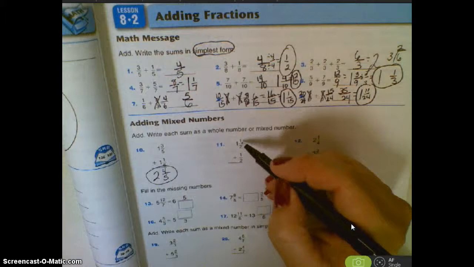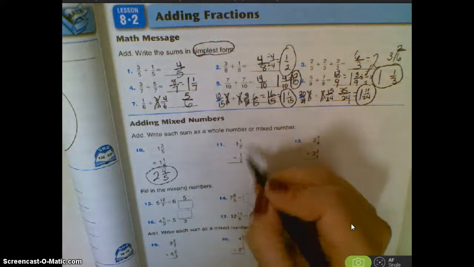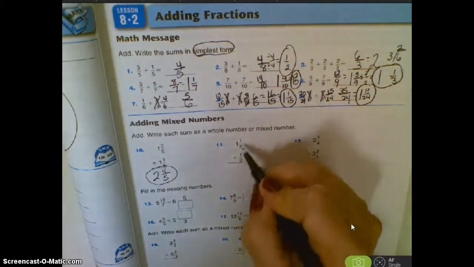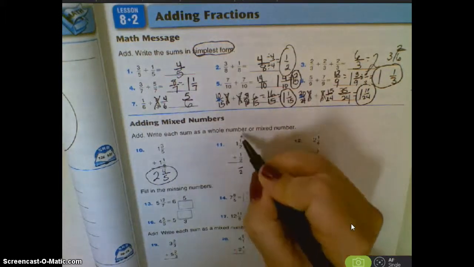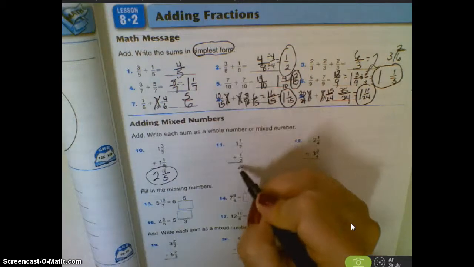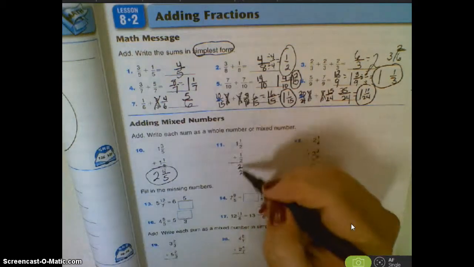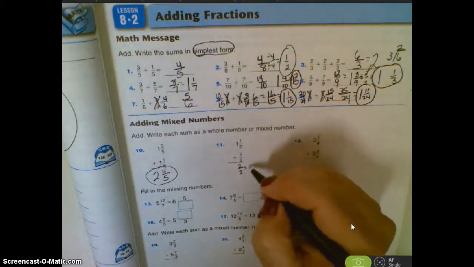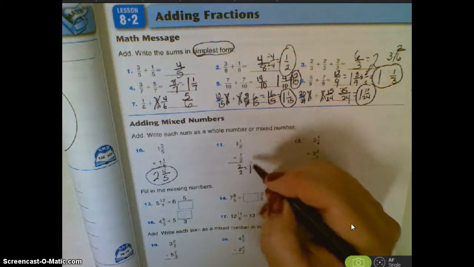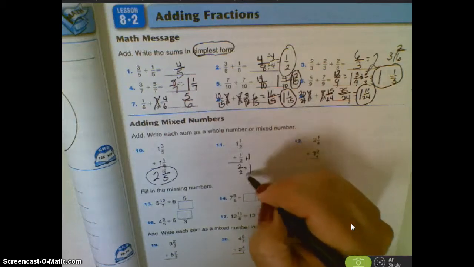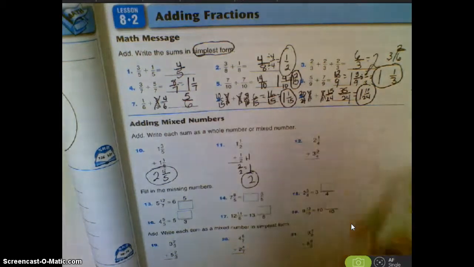This one, we'll add our half and our half, and we know a half and a half will equal a whole, but we can write it this way. Keep our denominator 2, and add our numerators. 1 plus 1 is 2. So we get 2 over 2, which is the same as 1, and then we add that to our whole number, and we get a final answer of 2.